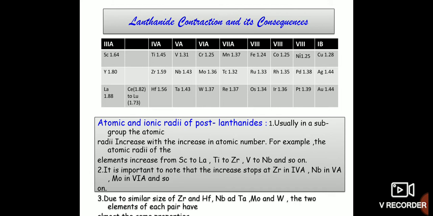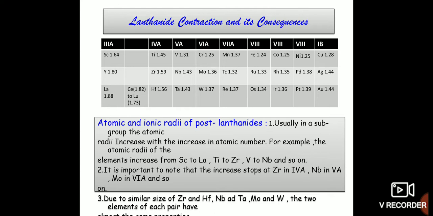We can see in the next slides the post lanthanide elements, which run from hafnium to gold: hafnium, tantalum, tungsten, rhenium, osmium, iridium, platinum, gold. They follow the lanthanides, that is, they come after cerium to lutetium; after lutetium, 72 hafnium is the element. So the elements that follow the lanthanides are known as post lanthanide elements, and we can see some anomalous behavior in these post lanthanides due to lanthanide contraction.